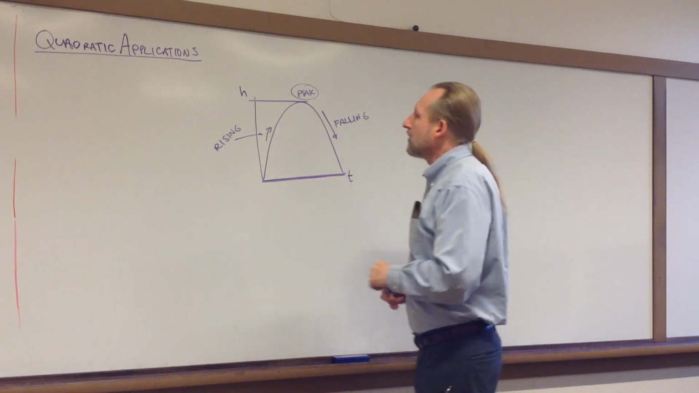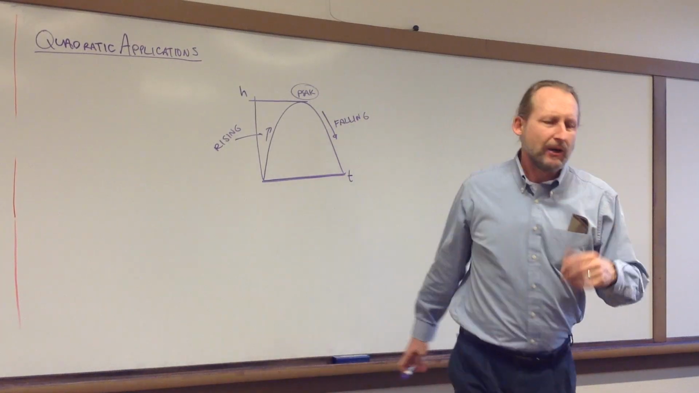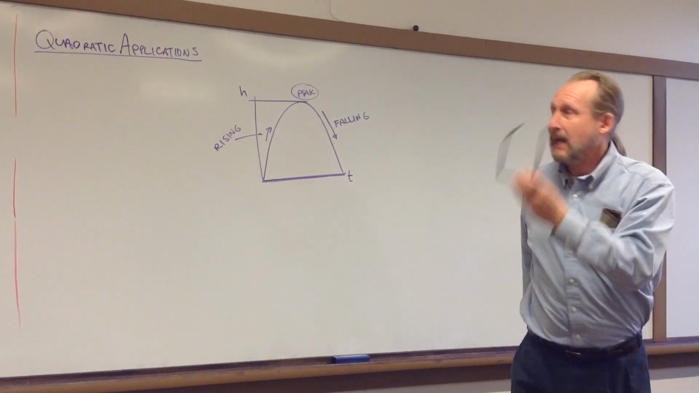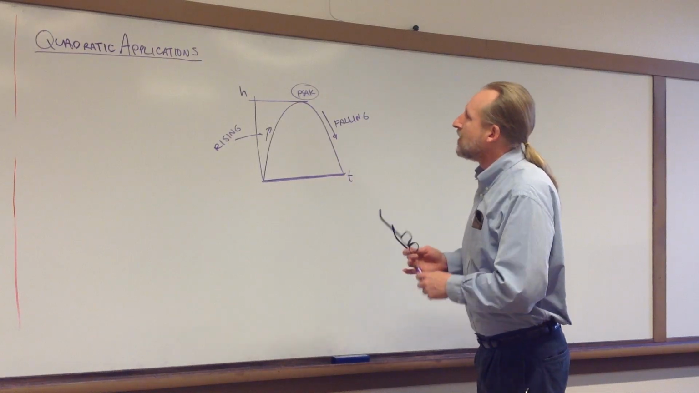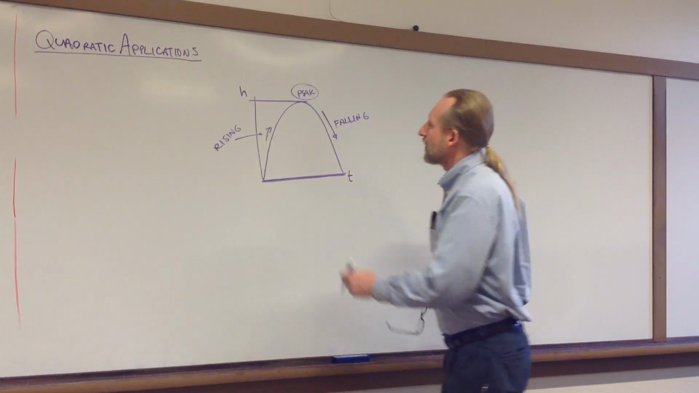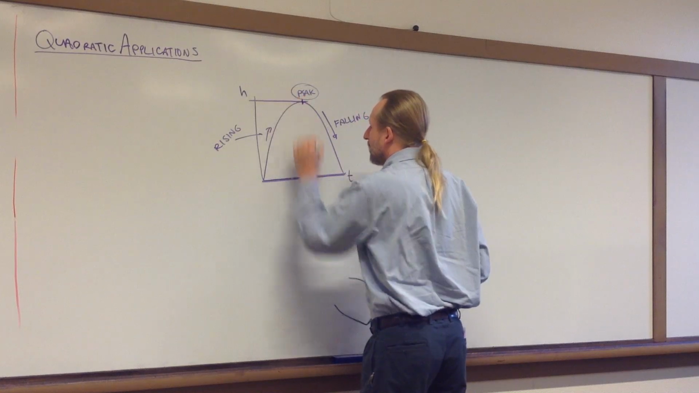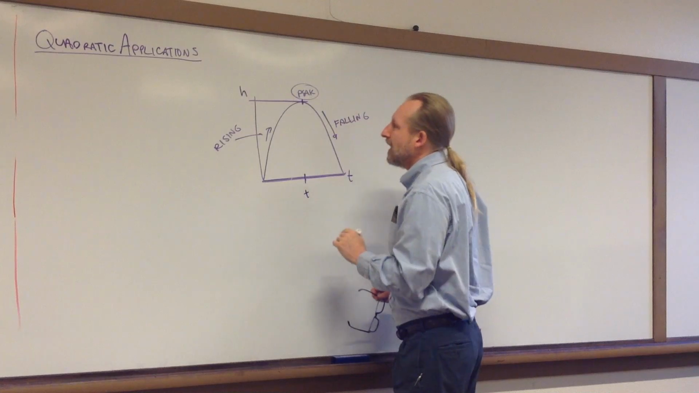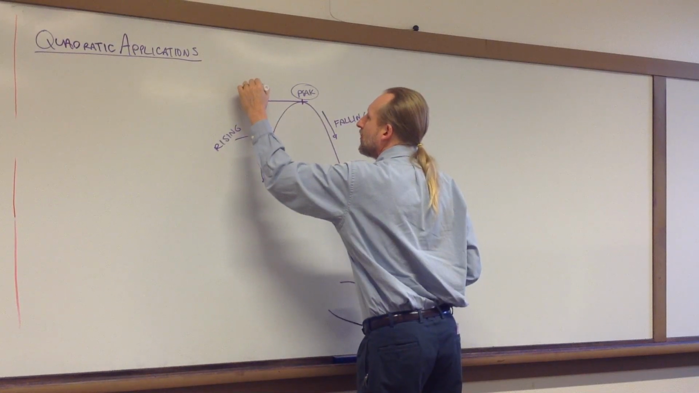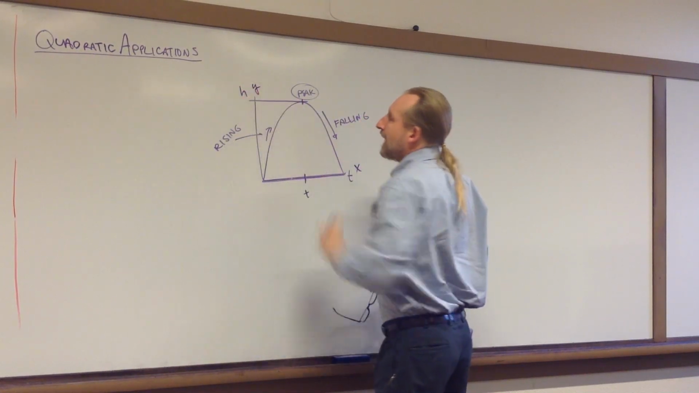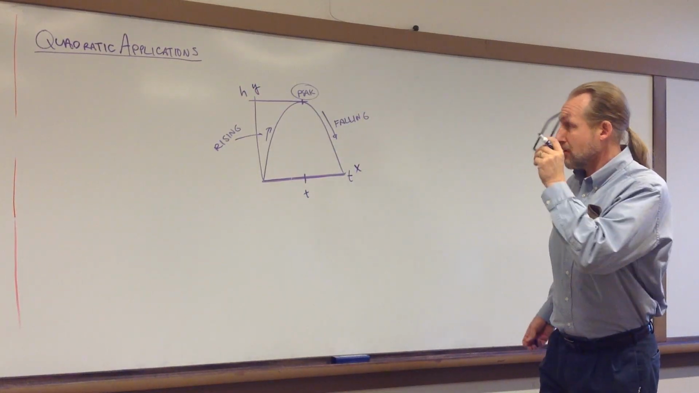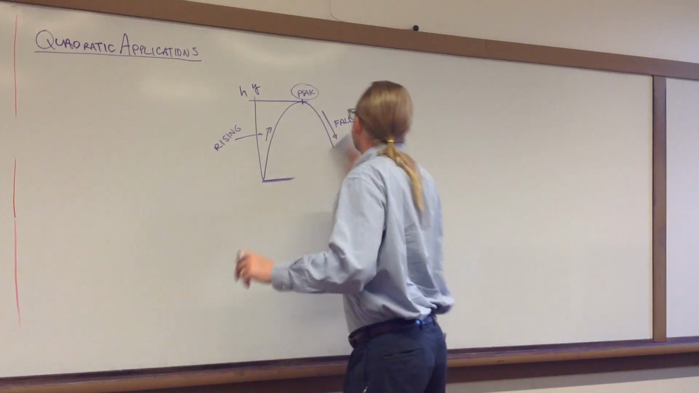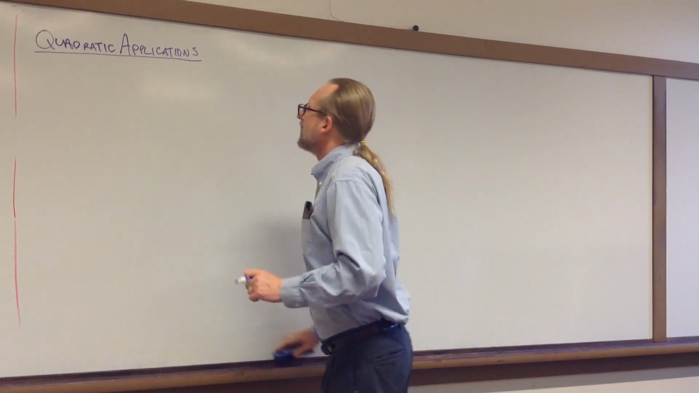So these questions are going to be asking you about the maximum height. To do that, we're going to find the vertex. The x-coordinate will be the time that it reaches the maximum height, and the y-coordinate will be how high off the ground it is. So let's erase this and take a look at the actual problems.